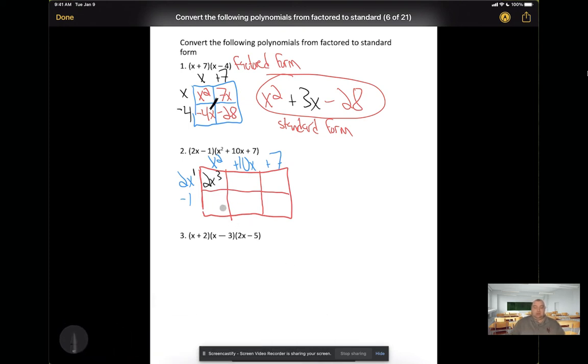Okay? This one down here is going to be negative 1 times x squared. So that's going to be a negative 1 x squared. Okay? This one right here is going to be 2x times 10x. So that's going to be a 20. 2 times 10 is 20. And x times x, add the exponents, is going to be 20x squared.